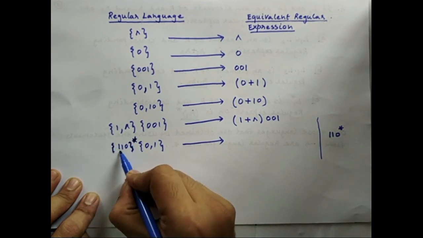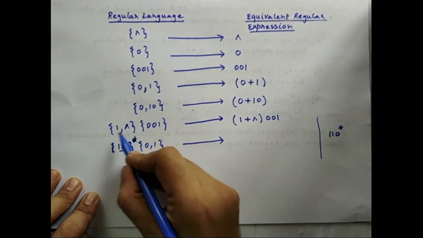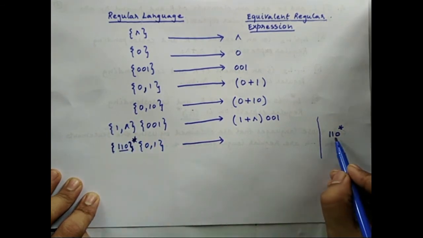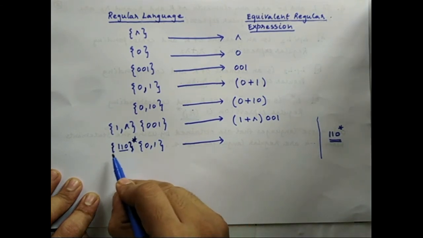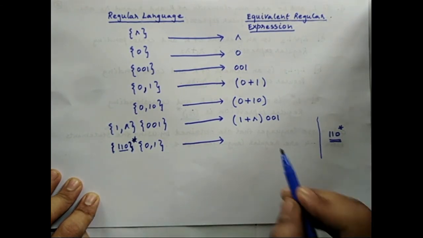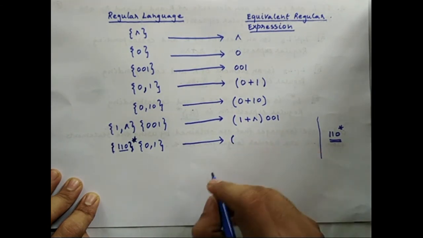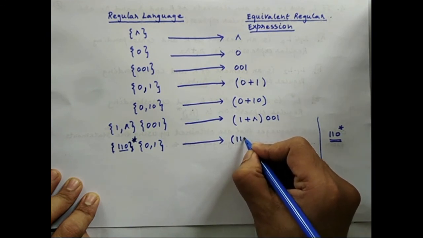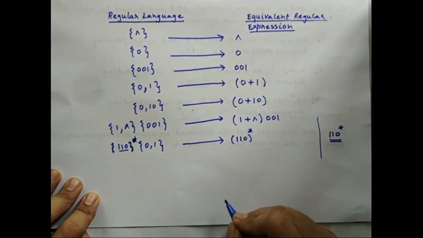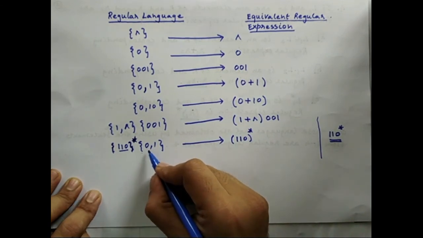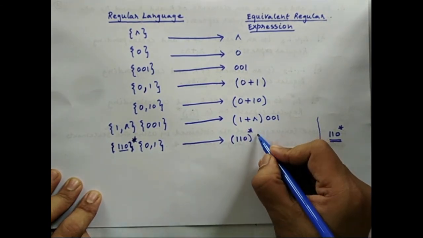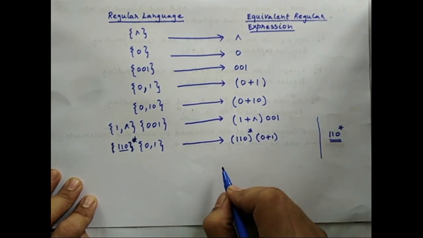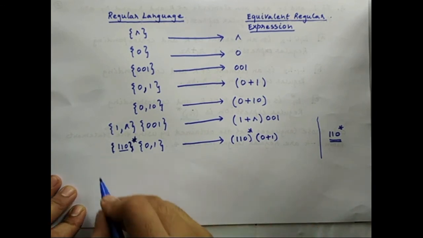to the entire substring 110. So the whole substring has to be repeated either 0 times or n number of times, and not just the single 0. And that's why you cannot simply drop the curly brackets here. You have to replace these curly brackets with parentheses and write (110)* here. Then here it is {0, 1}. There are two strings, so here also you can write it as (0 + 1), 0 or 1.